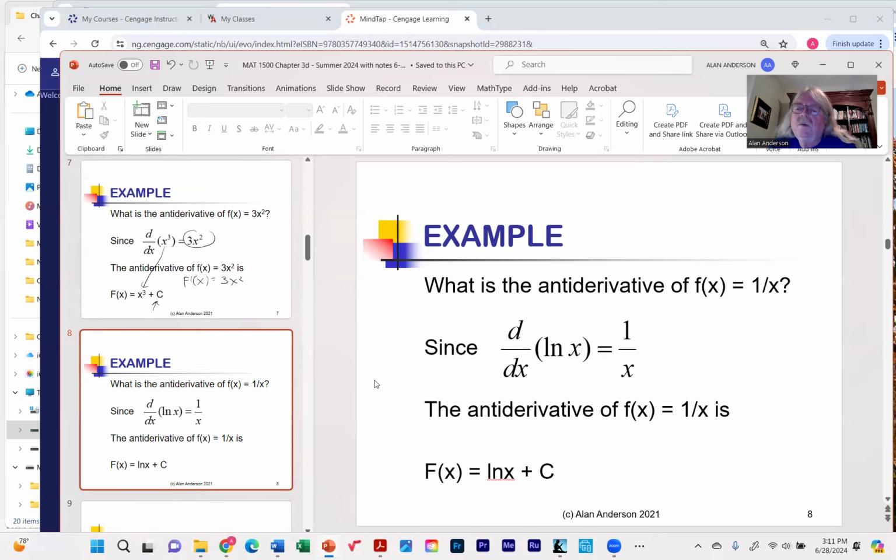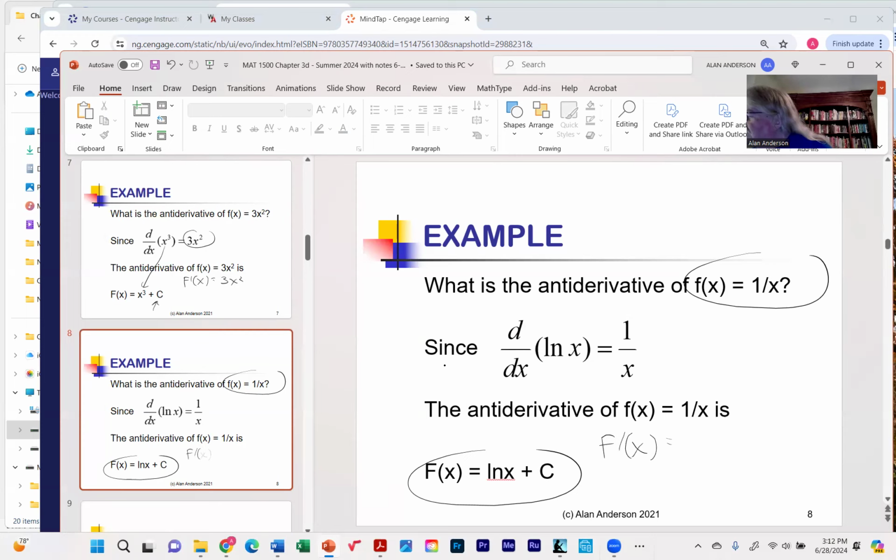Now look at this one. What is the antiderivative of 1 over x? So you remember the derivative of log of x is 1 over x, which implies if this is our function, the antiderivative is log x plus c, because if you take this derivative, you'll get 1 over x. Okay? All right.